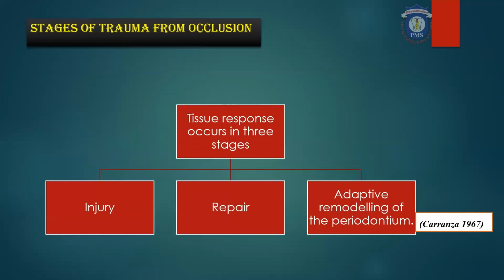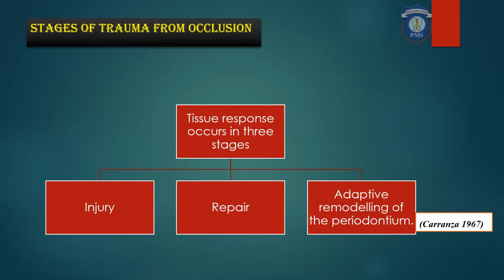So next part is the important part, that is stages of trauma from occlusion. Based on this traumatic occlusion, there are various tissue responses that can occur. These tissue responses can be categorized under 3 stages. Stage 1, injury; stage 2, repair; and stage 3, adaptive remodeling.